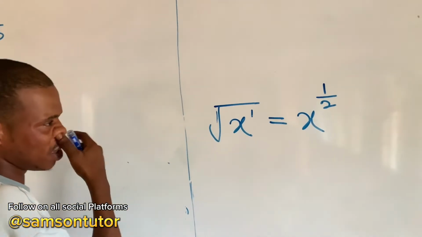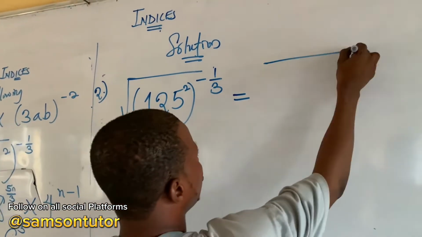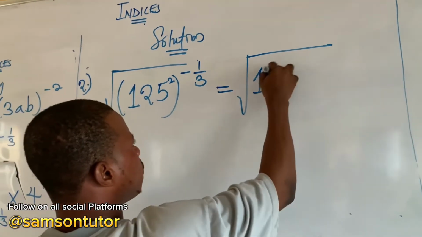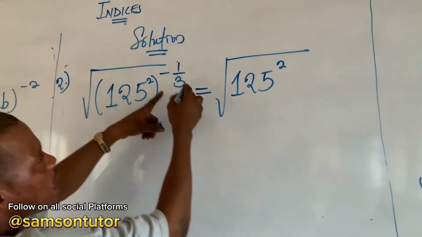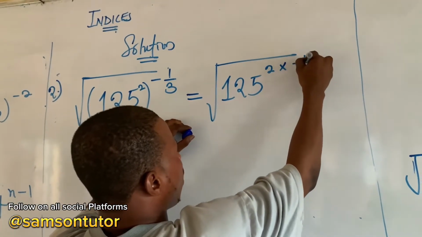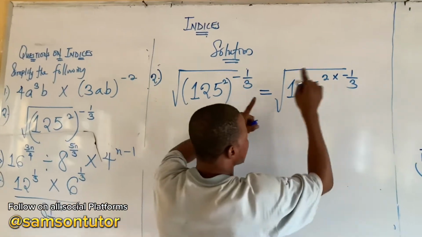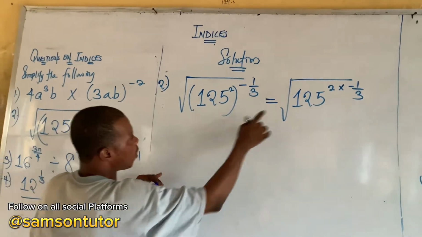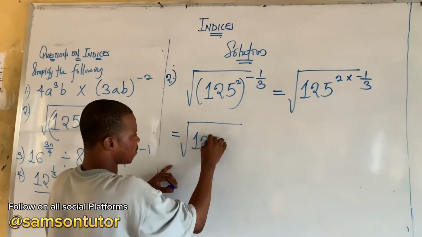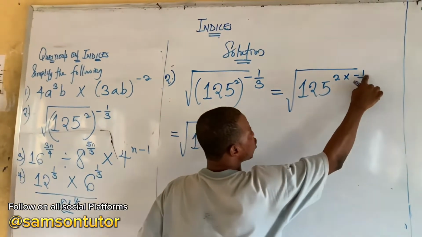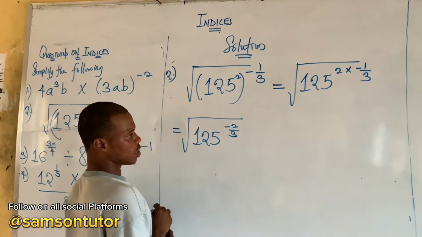Because the denominator will become a root and the numerator will still remain as the power of the base. So in this instance, we can easily say that it equals the square root of 125 raised to power 2, because I said the bracket is still the same thing as times, times minus 1 all over 3. Now, because this bracket implies times, we multiply the powers there, so the square root of 125 raised to power 2 times minus 1 will give us minus 2 all over 3. Can you see that?